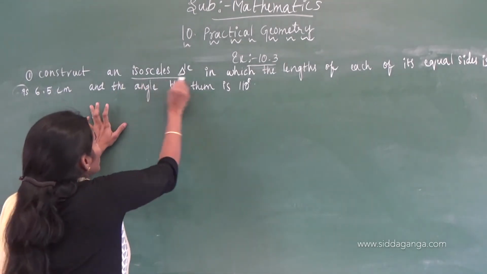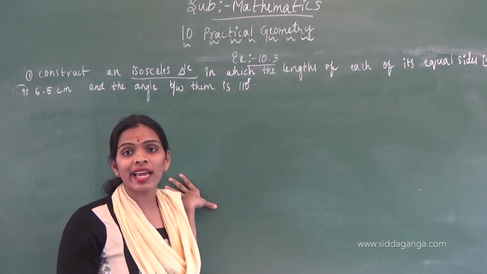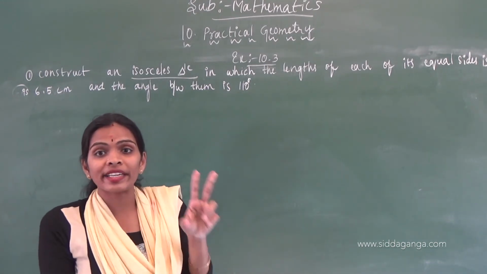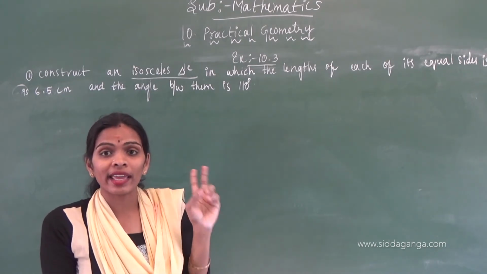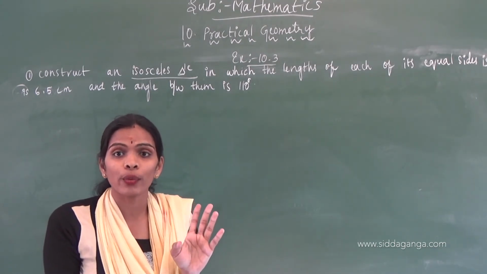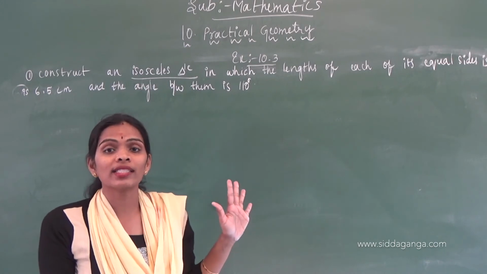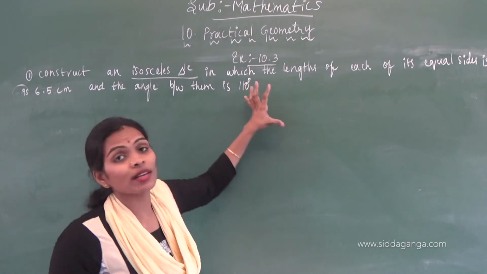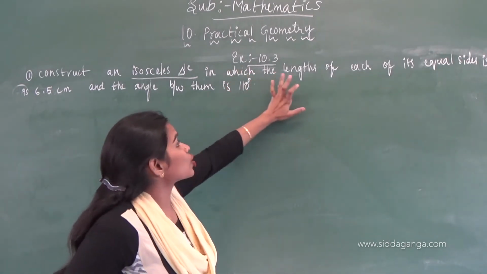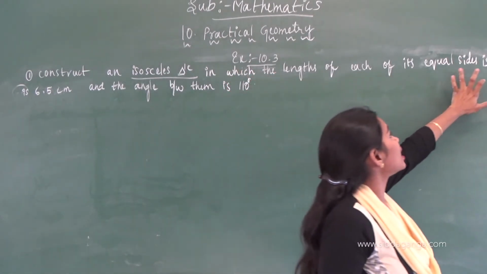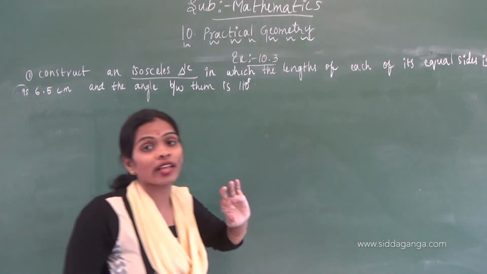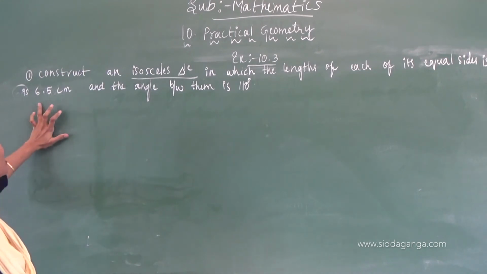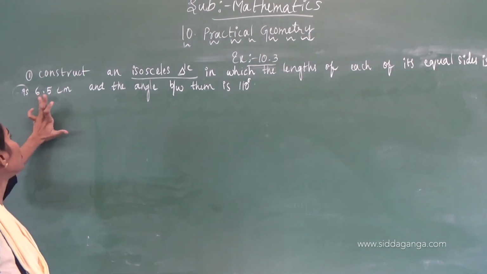construct an isosceles triangle. What is an isosceles triangle? A triangle in which two sides are equal is called an isosceles triangle. Okay, we have to construct that isosceles triangle. Measurements they are giving, in which the length of each of its equal sides is 6.5 centimeters.